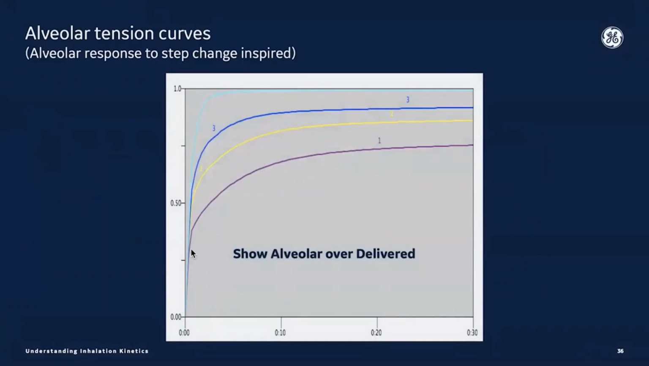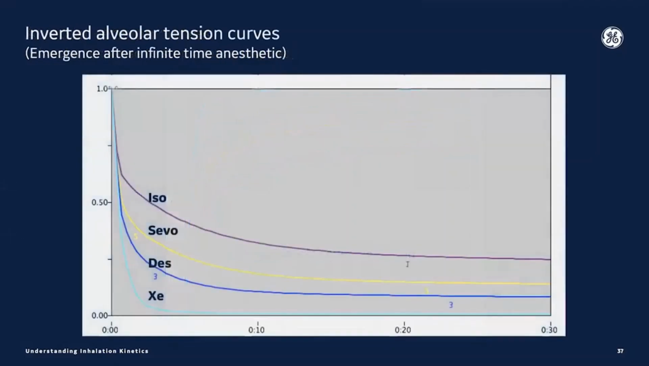These were the alveolar over delivered curves, and the wake up from an infinite length anesthetic would look like that. This is literally the flip over of those curves, demonstrating that this is what would happen. Now, we can't simulate Gasman after an infinite length anesthetic, but we can do some very long ones, and that allows us to verify this and actually do those simulations.